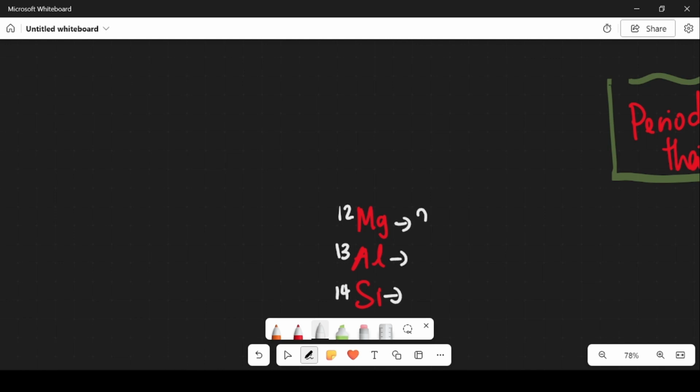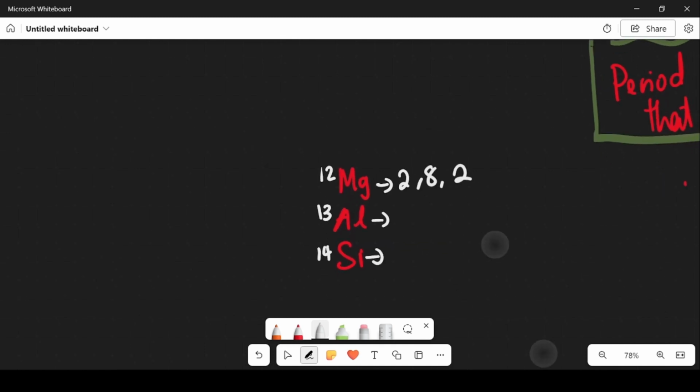If I had to configure this, we already had our magnesium from earlier. Aluminum would be 2, 8, 3. We already configured this. Silicon would be 2, 8, 4. Alright, we've already done configuration at this point. It should come easily and you need to practice it. If you don't, you can look back at examples in order to ensure you are practicing, alright?